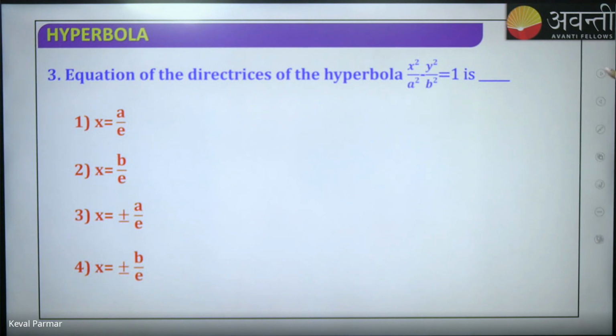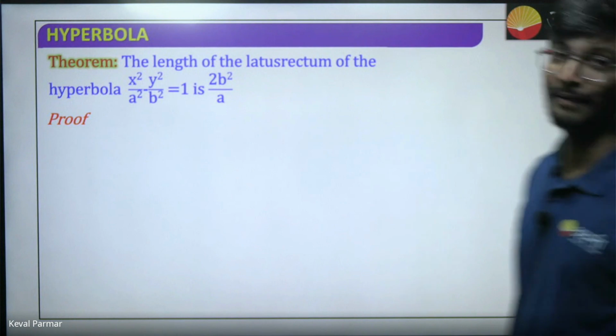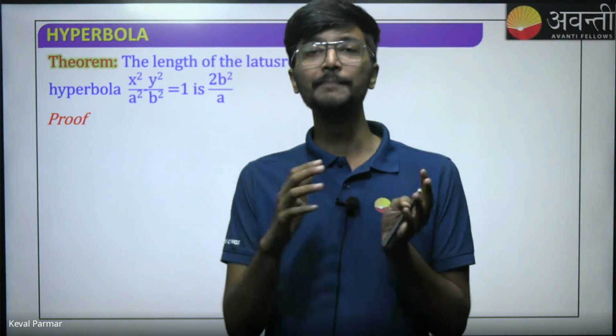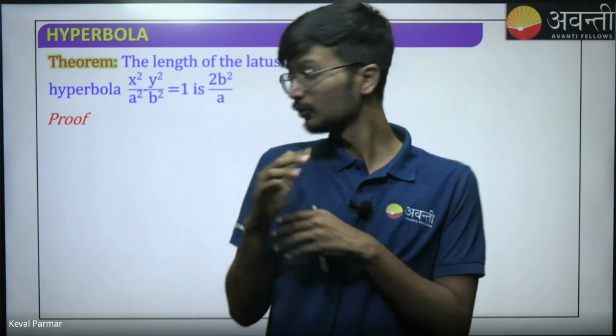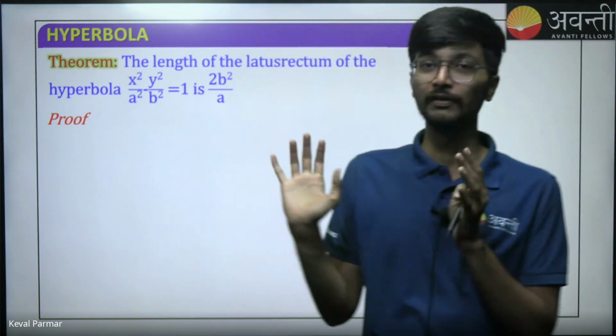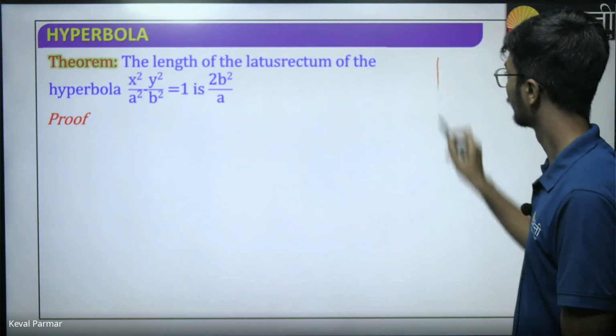Come on. The length of latus rectum is, chalo. This proof I think we have done many times, the same way that we did the proof in the ellipse as well as in the parabola. So I think you should prove this yourself. Just let me give you a hint. I'll draw the diagram for you all.